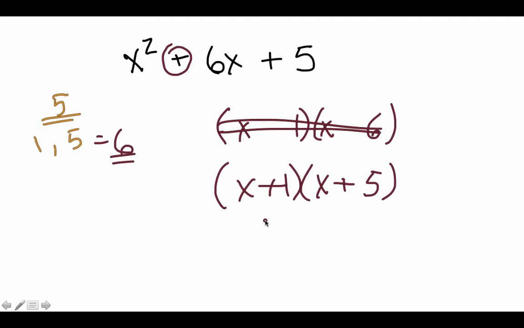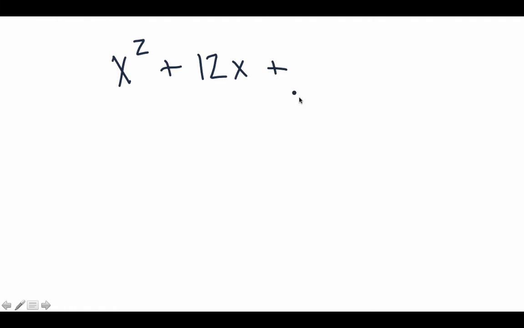Good? Let's try another one. X squared plus 12x plus 35. So, list the factors of 35. 1 and 35. 2, no. 3, no. 4, no. 5 and 7. 6, no. 7, yes, but I've already listed it. So there are the factors.